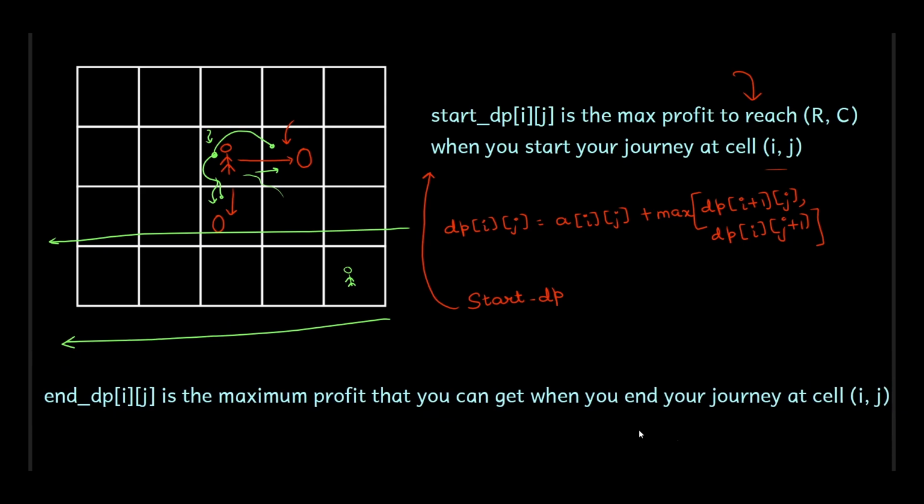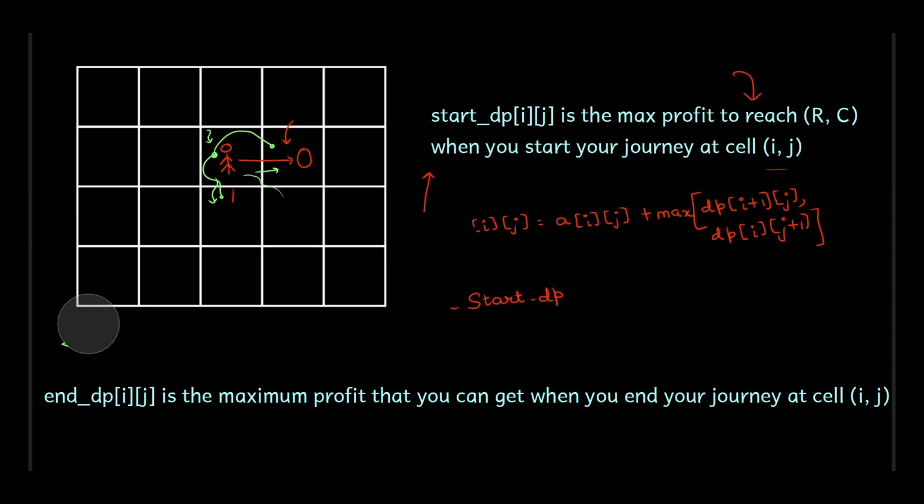So this is your DP definition for the end DP. This means that this time we are not starting from a cell, but we are asking that assume that you always start from 1 comma 1. Here the assumption was that you always end at r comma c, but now the assumption is that you always start at the cell 1 comma 1, but you don't end your journey over here. You might end your journey over here.